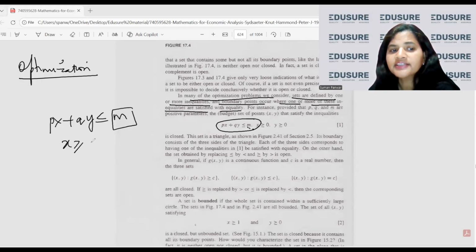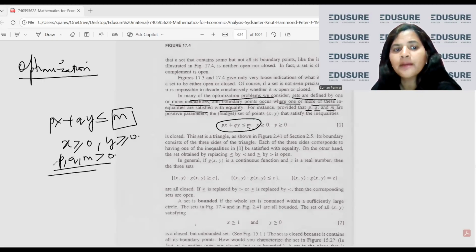ओके अगर इसमें x ग्रेटर दैन और इक्वल टू 0 है, y ग्रेटर दैन और इक्वल टू 0 है और p, q, m तीनों पॉजिटिव हैं, तो सपोज मैं ले लेती हूँ 3x प्लस 2y लेस दैन और इक्वल टू y.